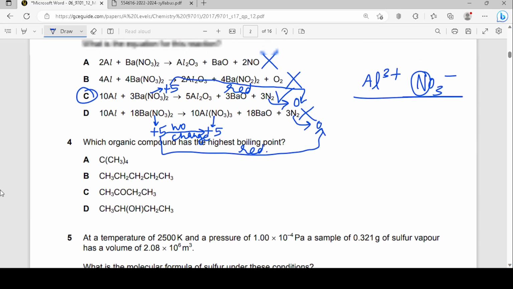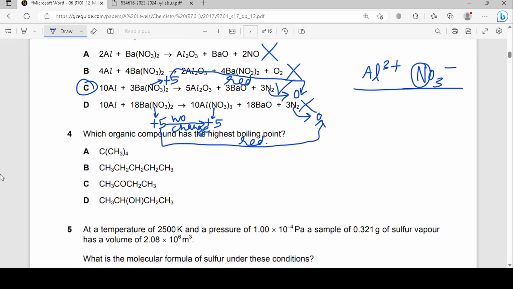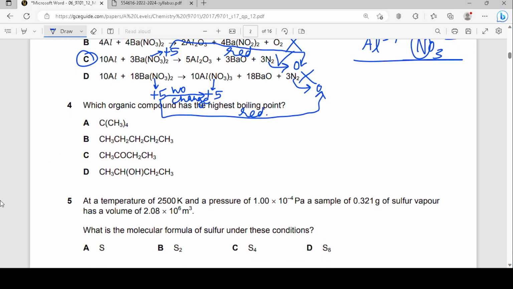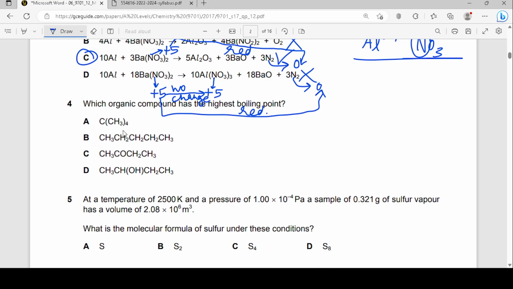Okay, next question. Which organic compound has the highest boiling point? So we have CH3CH2CH2CH2CH3, and then we have CH3COCH2CH3, then CH3CHOHCH2CH3.